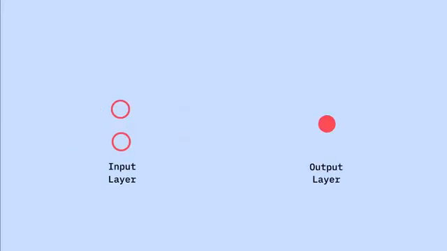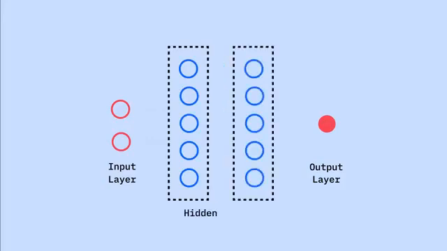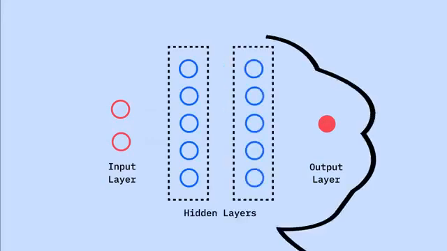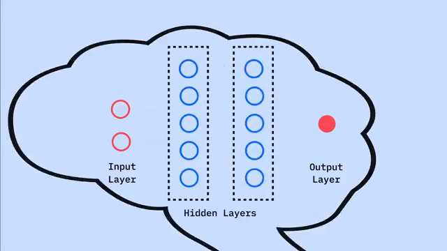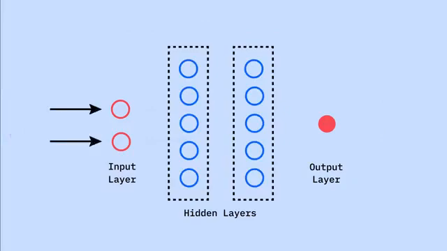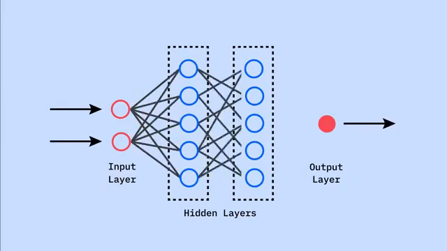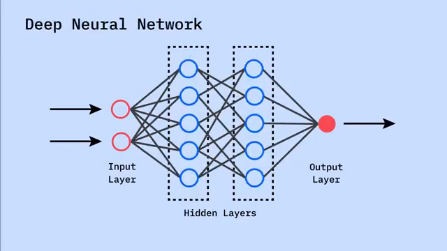A collection of neurons is called a layer, and a layer takes in an input and provides an output. Any neural network will have one input layer and one output layer. It will also have one or more hidden layers, which simulate the types of activity that goes on in the human brain. Hidden layers take in a set of weighted inputs and produce an output through an activation function. A neural network having more than one hidden layer is referred to as a deep neural network.